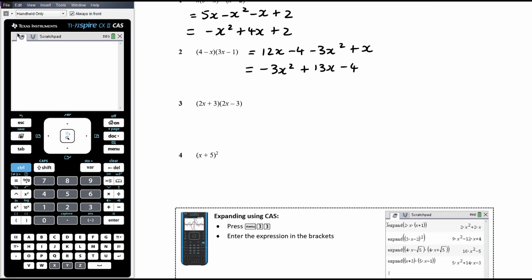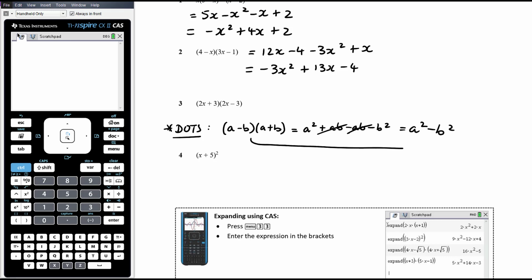Okay, example 3 is an example of a difference of two squares. Well, it will expand to give a difference of two squares. If you have a minus b times a plus b, when you expand that out, you get a squared plus ab minus ab plus b squared, sorry, minus b squared, because it's negative b times b. And those two middle terms always cancel out, and so it is a squared minus b squared.